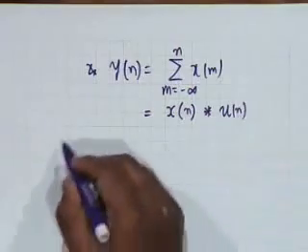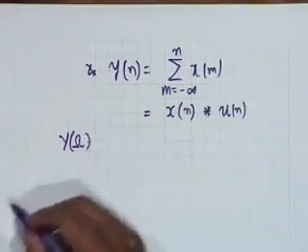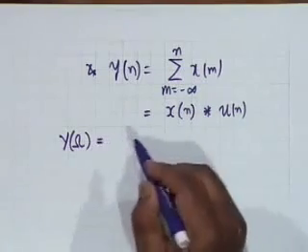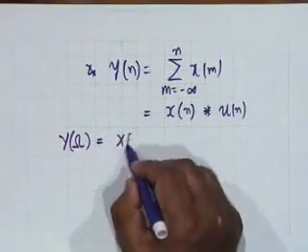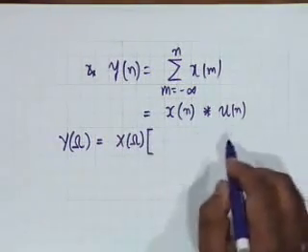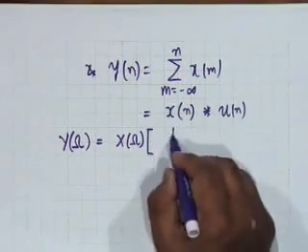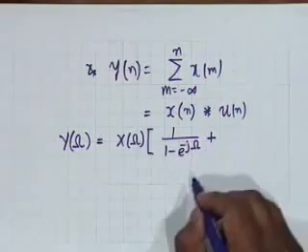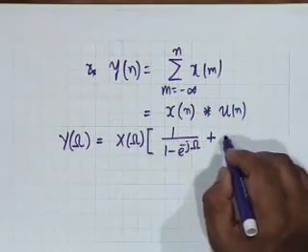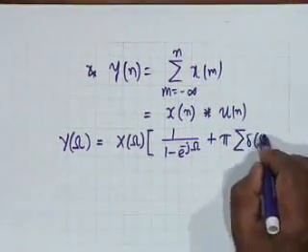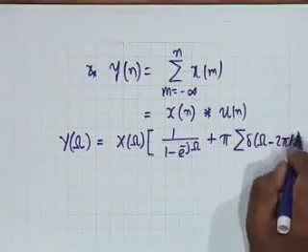and therefore capital Y of omega, which is the Fourier transform of this summation, should be simply equal to capital X of omega multiplied by U of omega, which we have just proved as 1 by 1 minus e to the minus j omega plus pi summation delta of omega minus 2 pi L.